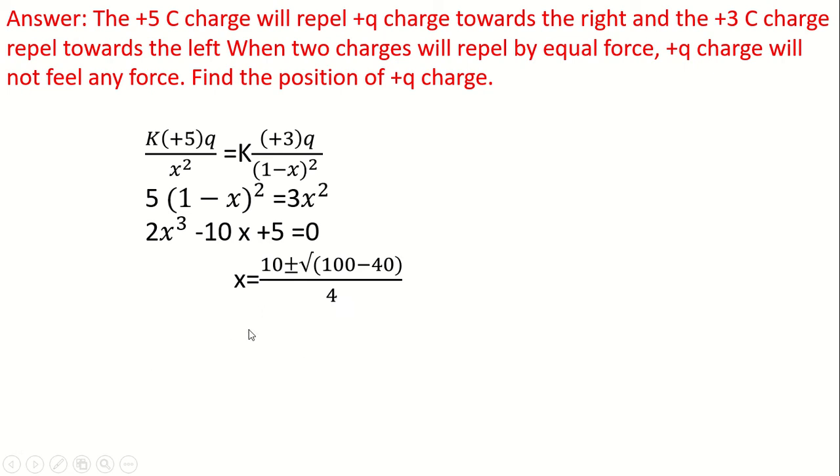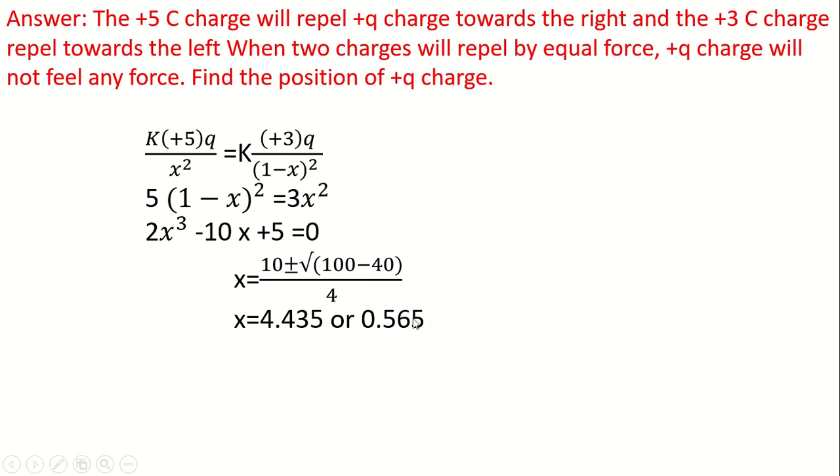So here the value of x: if we use the plus sign, then x can be 4.435 meter, or if we consider the minus sign, then the value of x will be 0.565. So you have to think which distance you will take. This one or that one.